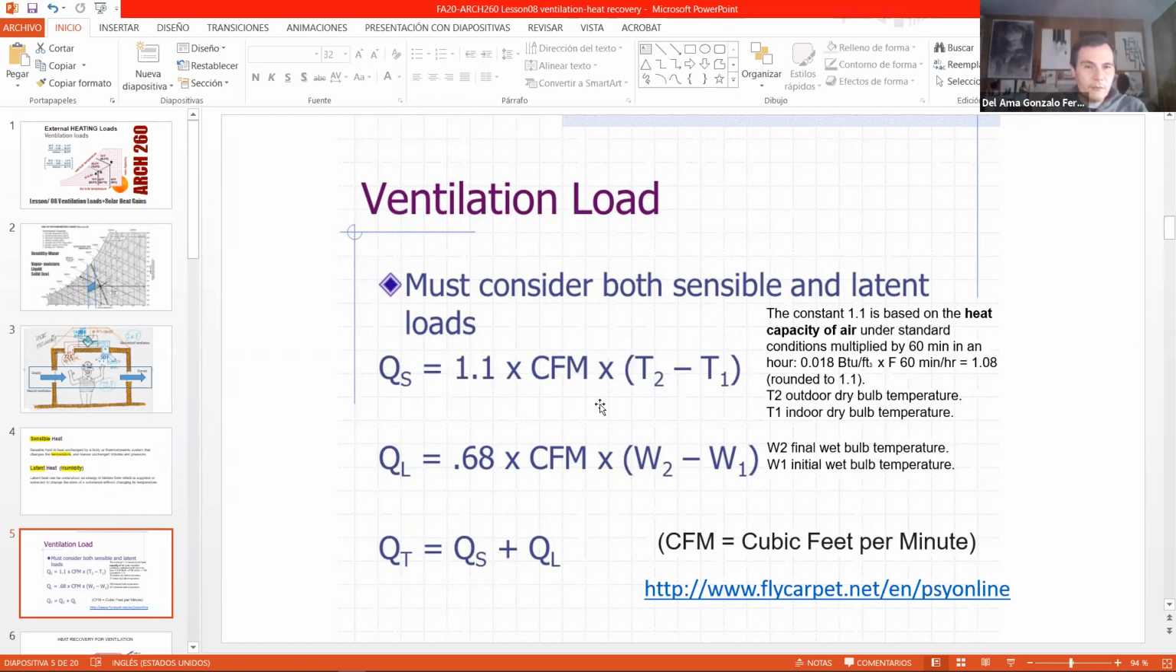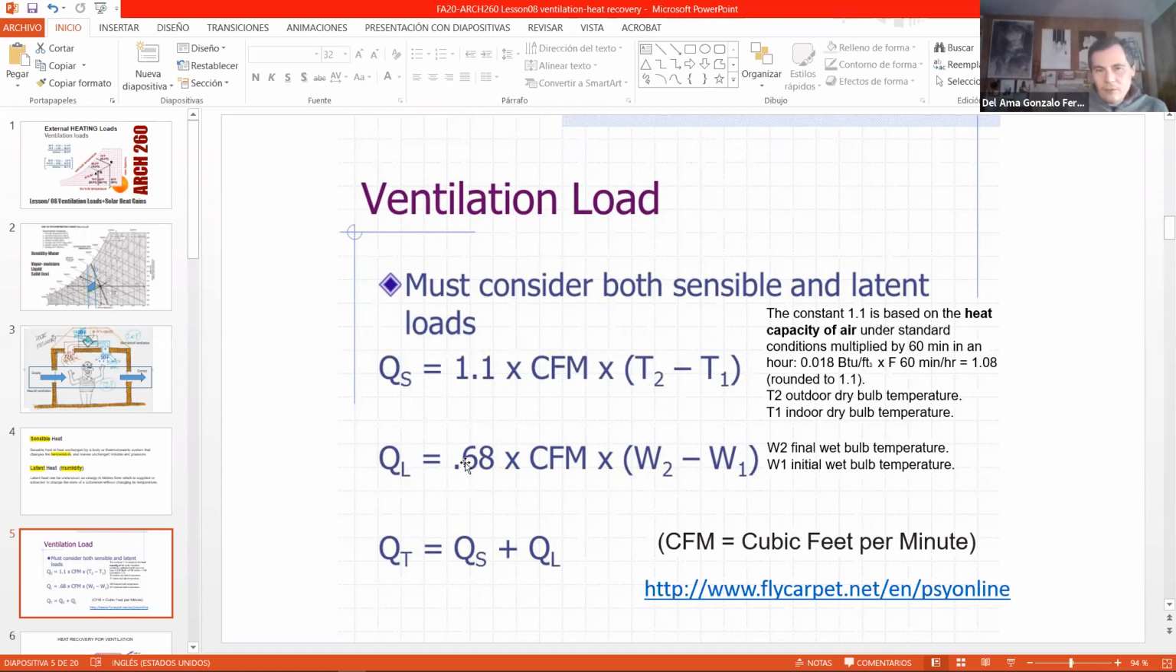So this is the value for these units. But if we are working with different units, you will have the same formula, heat capacity times ventilation airflow, times temperature. But if units are not Fahrenheit and cubic feet per minute, this value would be different. So this is the sensible load.